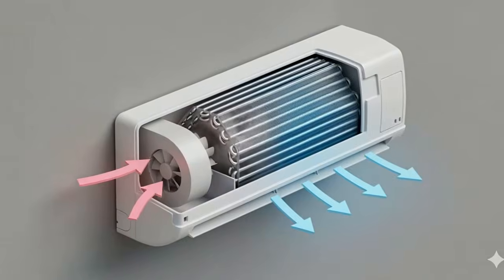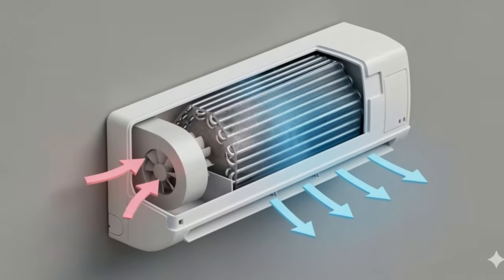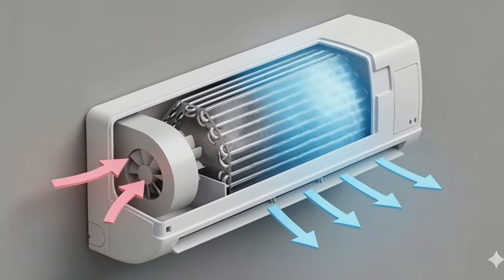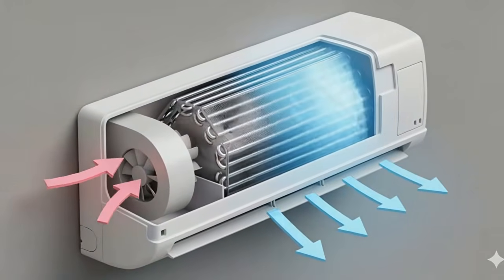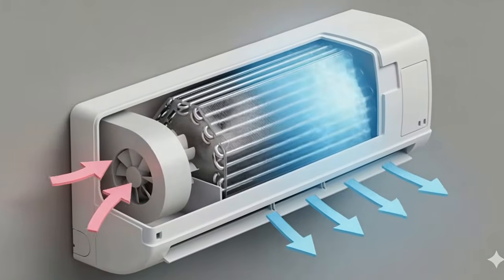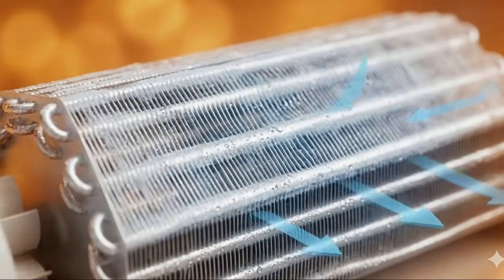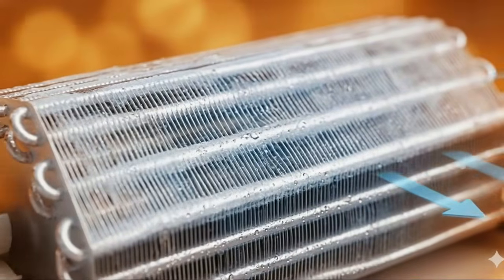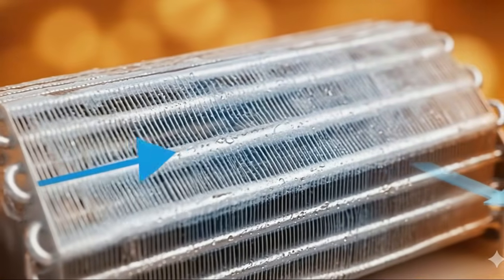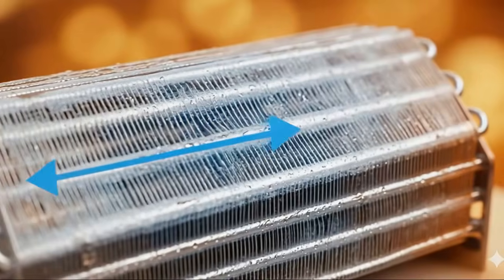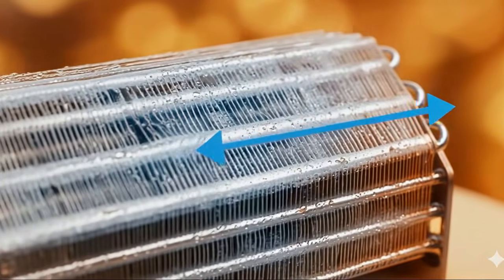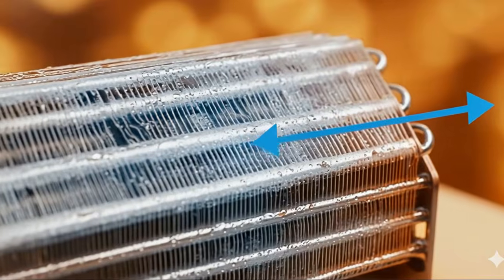Let's follow the journey. The journey starts inside your room. A fan pulls the warm air from your house and blows it over the evaporator coils. Inside these coils, the refrigerant is incredibly cold. Because heat always moves toward cold, the refrigerant soaks up the heat from your room air like a sponge. As the refrigerant grabs this heat, it boils and turns from a cold liquid into a warm gas. The air blowing back into your room is now chilled because the heat has been stripped away.